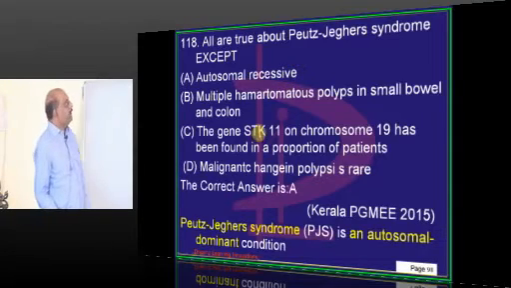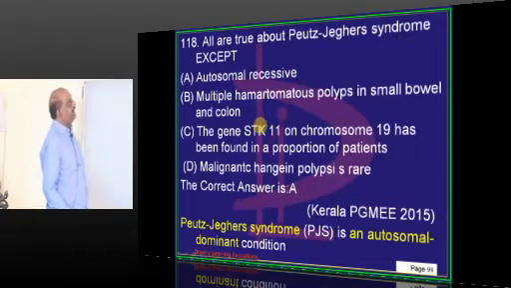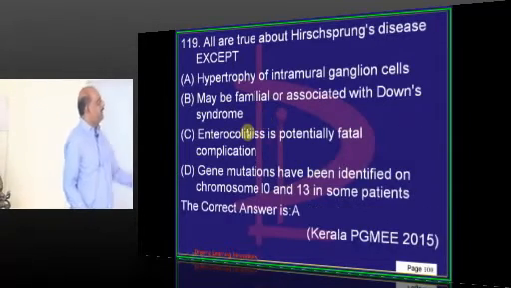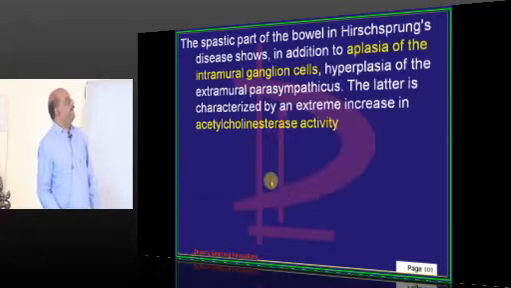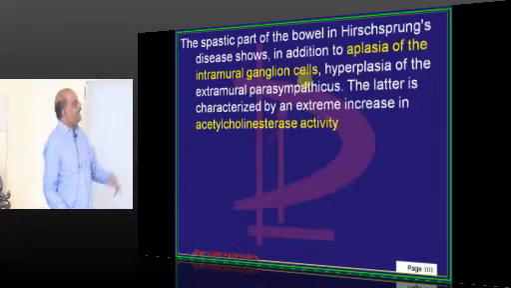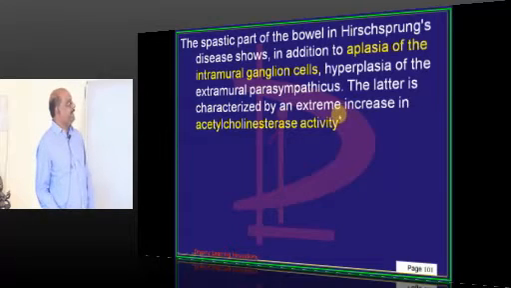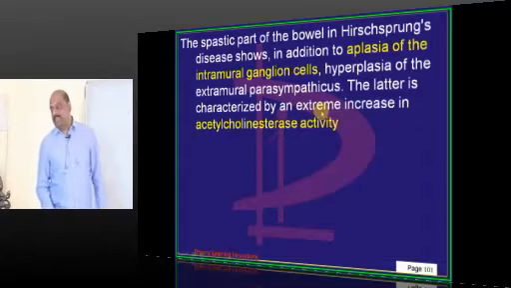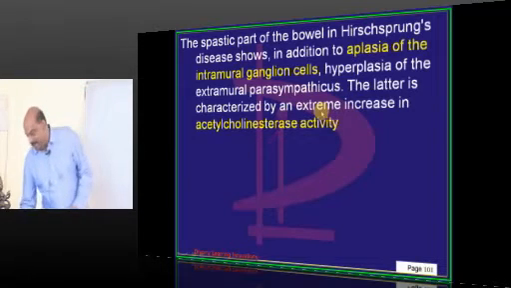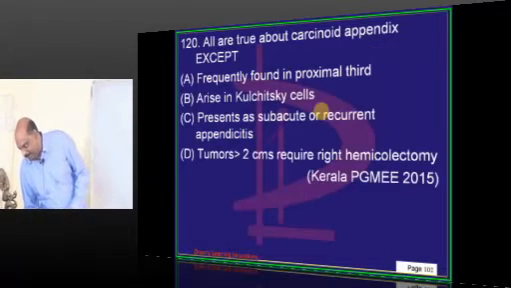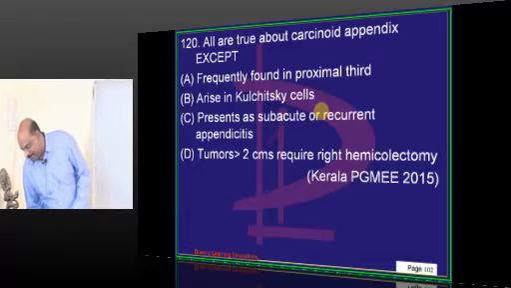Peutz-Jeghers is autosomal dominant. Then Hirschsprung, what you have is an atrophy of the intramural ganglion cells, and there is a hyperplasia of the extramural parasympathetic area, and there is an increase in acetylcholinesterase activity, which is what you have to basically remember.